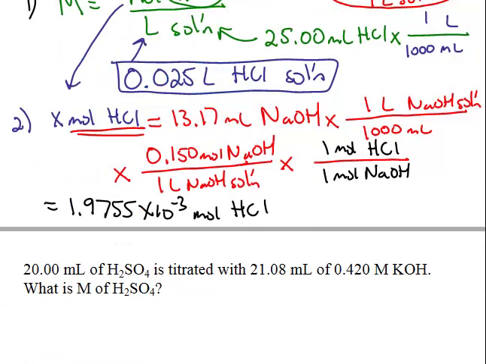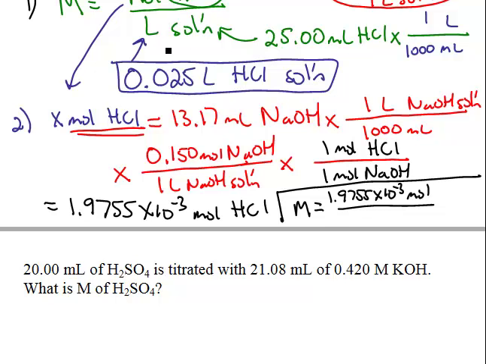So now we can put everything together and get our final answer, capital M, 1.9755 times 10 to the negative 3 moles, divided by the liters of solution, which is 0.025 liters. And our molarity is 0.079 molar as our final answer.